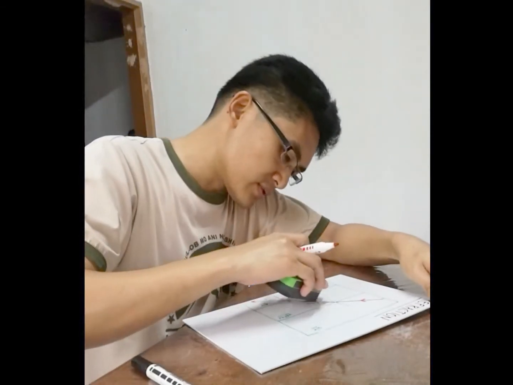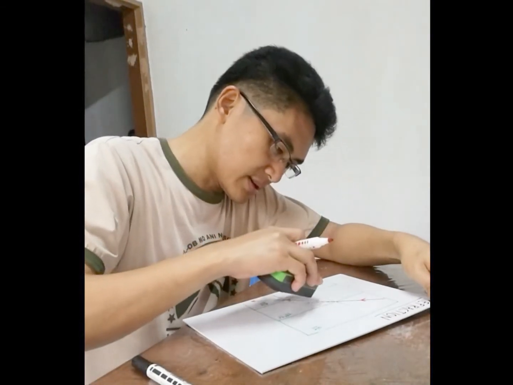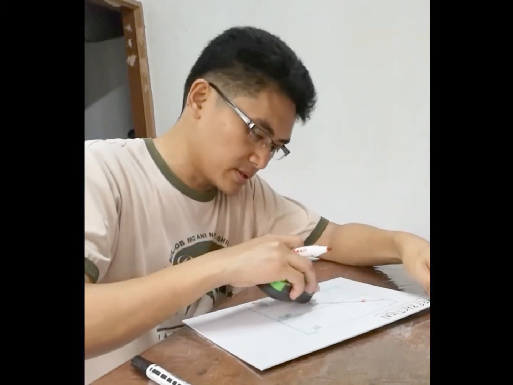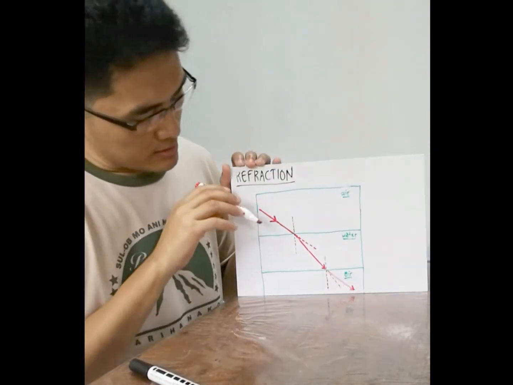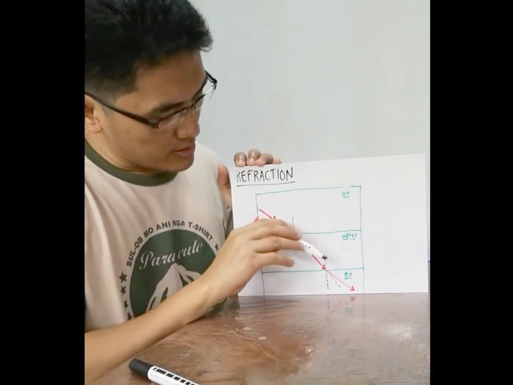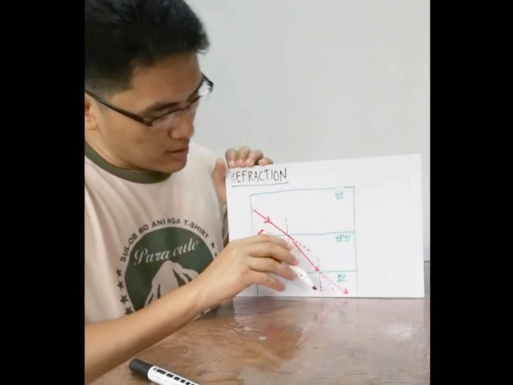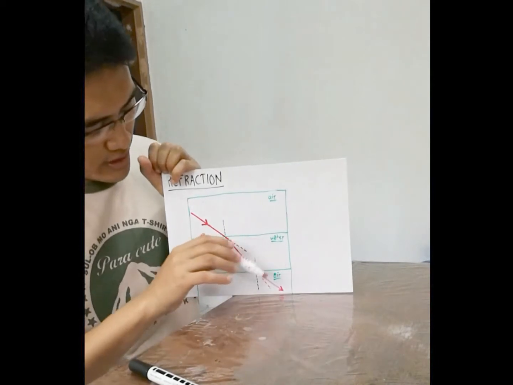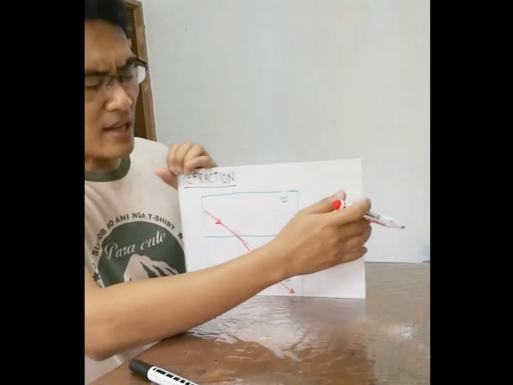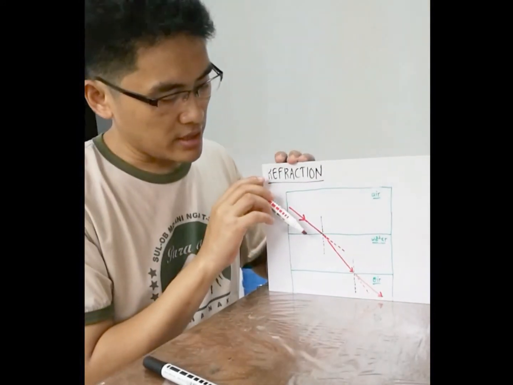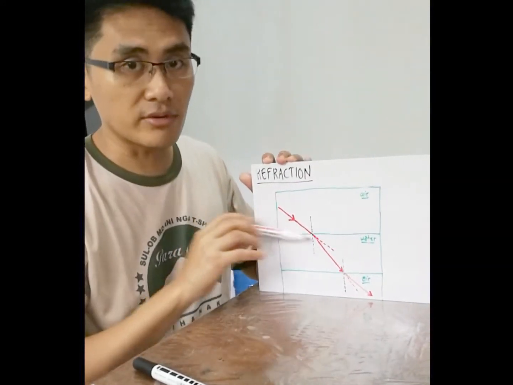Okay, I'm just going to do some cosmetic work here because I think my light ray is a little bit crooked, but I meant a straight line. So see, as it enters the boundary from air to water, it bends towards the normal line. As it enters the boundary between water and air, it bends away from the normal line. And that happens only when the light ray hits the boundary at an angle.